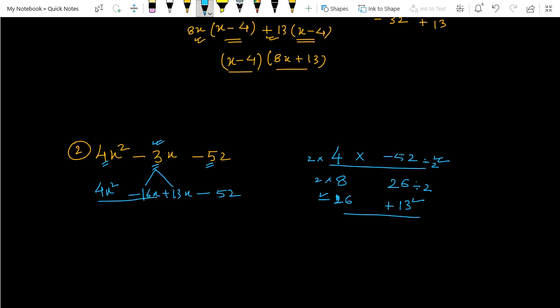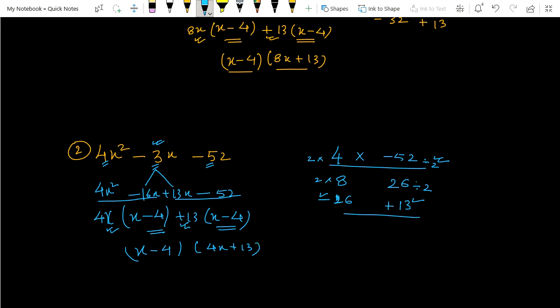So what is common in the first pair? We are finding here 4x is common. So 4x is common, so x should be inside and 4 should be inside of the bracket. If we take common 13 from the second pair, so x minus 4 remains inside. We are finding here x minus 4 is the common. So x minus 4 is the first factor. And now 4x plus 13 remained as it is. That will create the second factor.